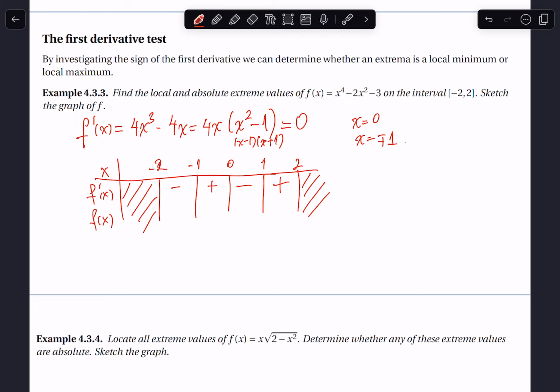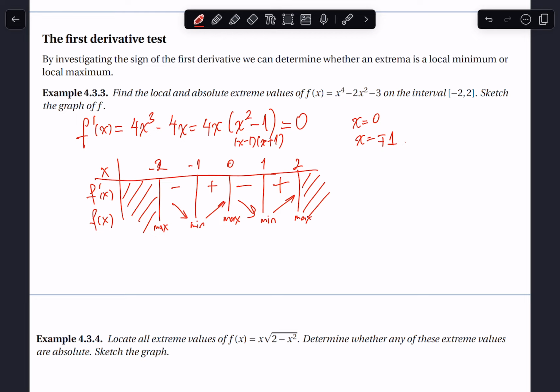What does this tell us? This tells us that the function is decreasing, increasing, decreasing, and increasing. So this value -2 must be a maximum, this is a minimum, this is a maximum value, this is a minimum value, and this is a maximum value.